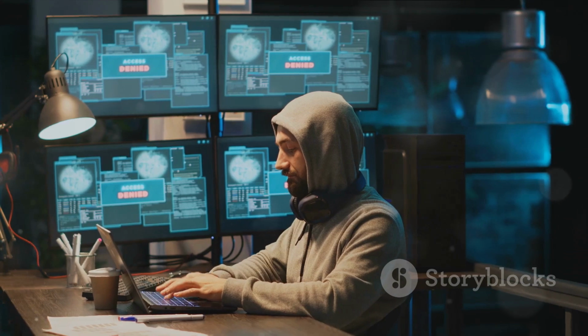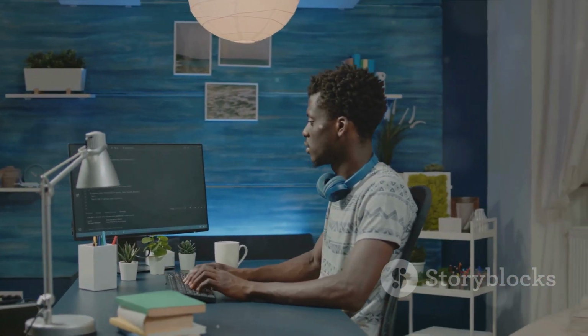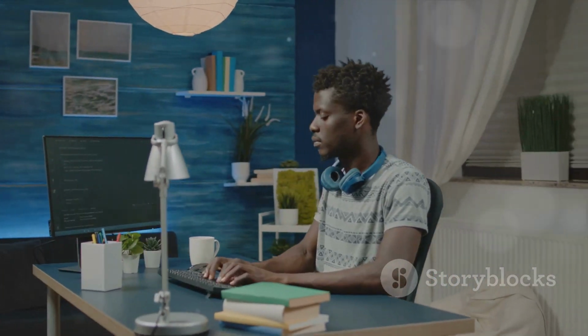in web applications. Remember, in today's digital age, security isn't just a luxury, it's a necessity. So, stay vigilant, stay safe, and keep coding securely.